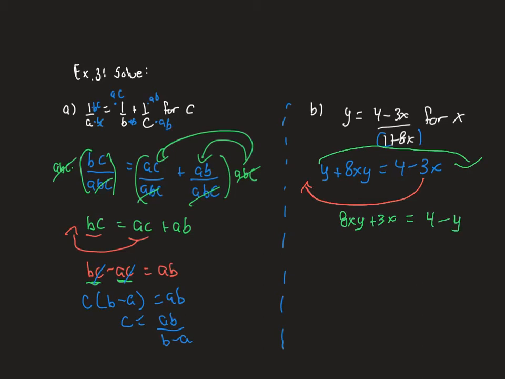Okay, same trick we learned in the last question. These both have an x, so I can divide them both by x. Now if I divided them both by x, I'd be left over with 8y here, 3 there. Divide both sides, leaving me with 4 minus y over 8y plus 3. Okay? And that is how you solve for multiple variables.